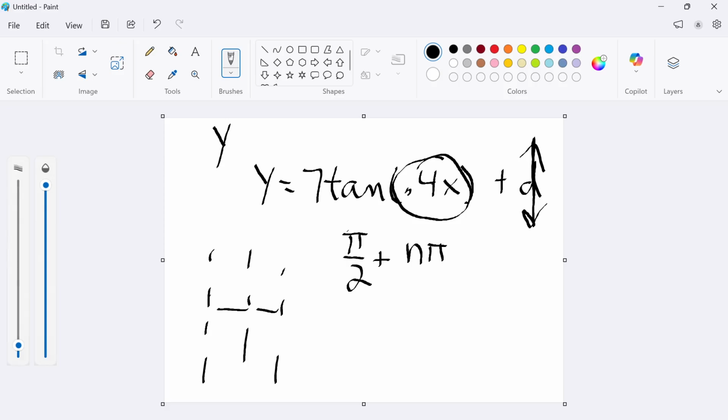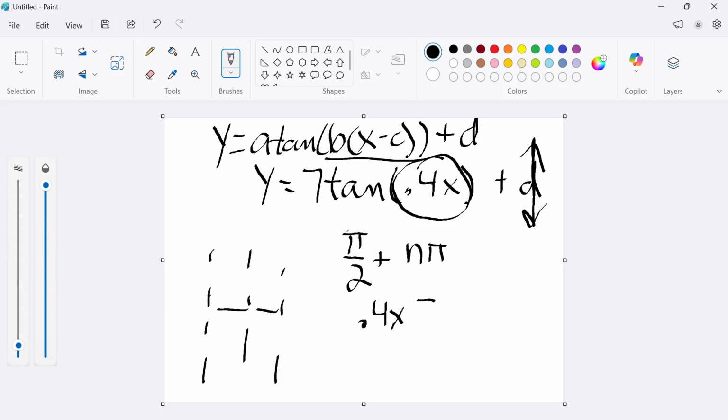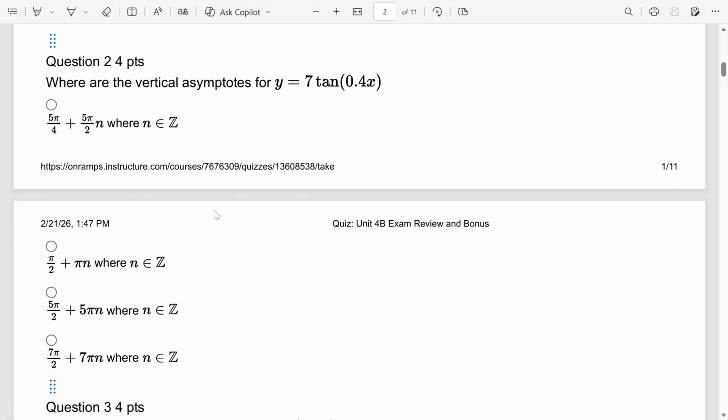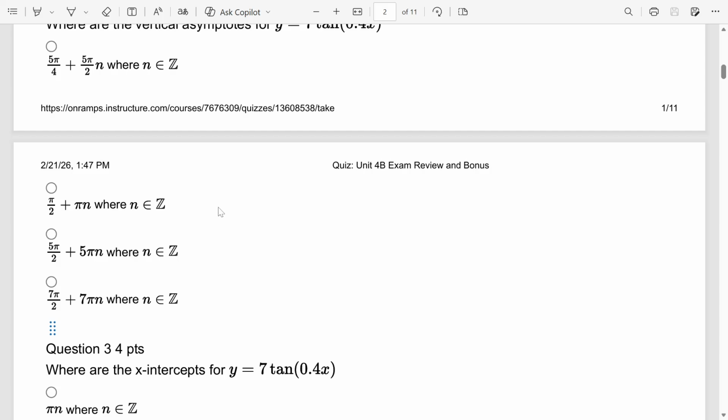A lot of times this is written as y equals a tangent of b times x minus c, plus d. I just have to take this part. b times x minus c equals pi over 2 plus n pi, and then solve for x. So this is going to be 0.4x equals pi over 2 plus n pi. And all I have to do is divide both sides by 0.4. However, I noticed something on this one. Look at the answer choices. There's no decimal point in the bottom.